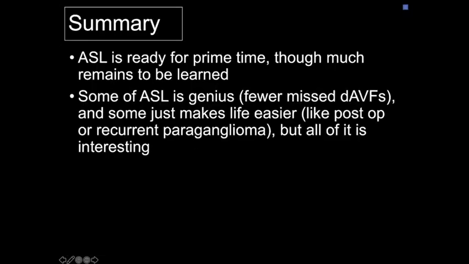So in summary, ASL is definitely ready for prime time in the head and neck, though much remains to be learned. Some of ASL is what I call pure genius, with fewer missed shunting lesions like dural AV fistulas and AVMs. In some ways, it just makes life easier, like our post-op or recurrent paraganglioma, where we probably would have analyzed the case just fine without ASL, but the ASL is helpful.